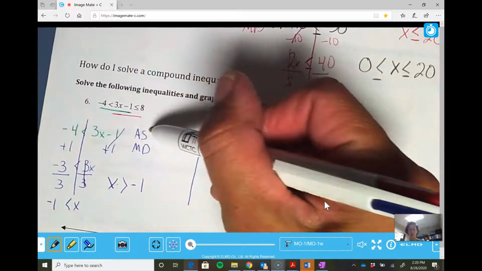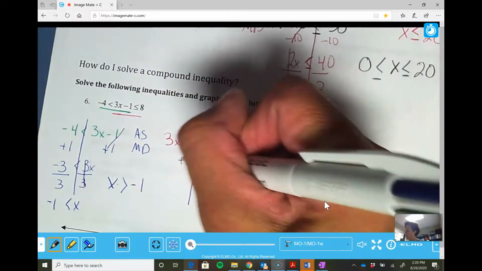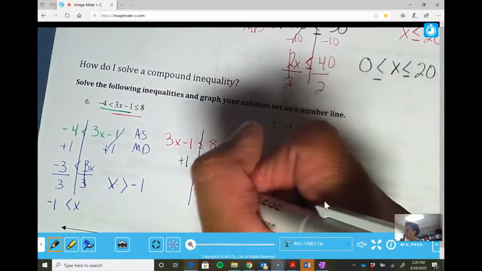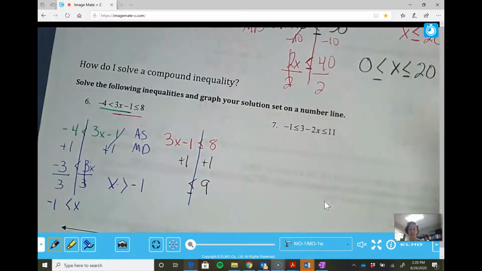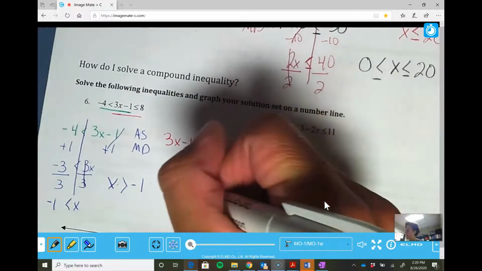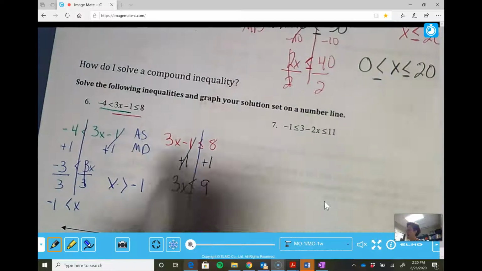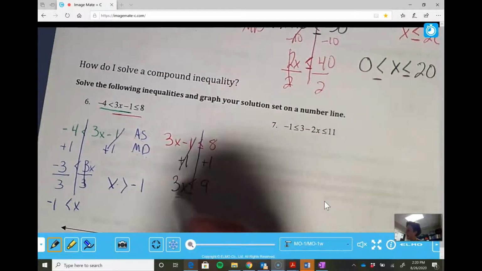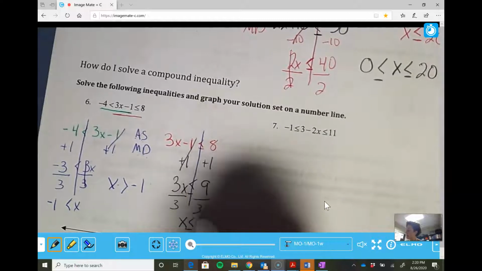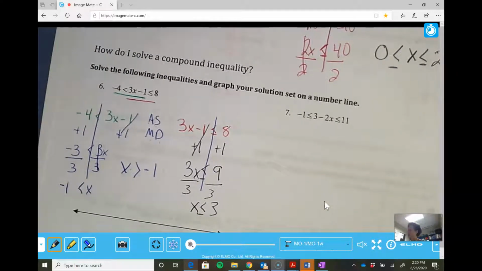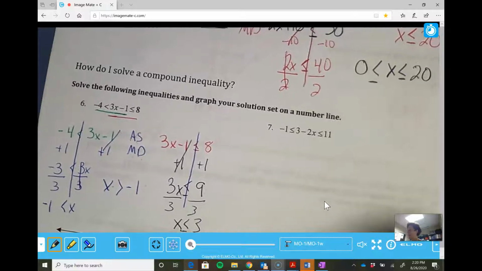So I'm going to move my addition subtraction, so I'm still going to move the minus 1. And, excuse me, I get 9. These cancel out, and we get 3x. And now to undo my multiplication, I'm going to divide. And I get the 3. I like this answer because x is on the left side.